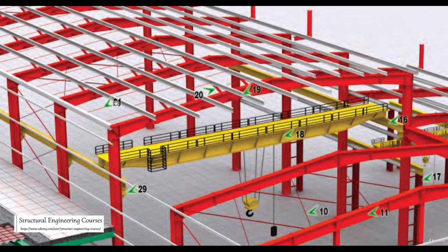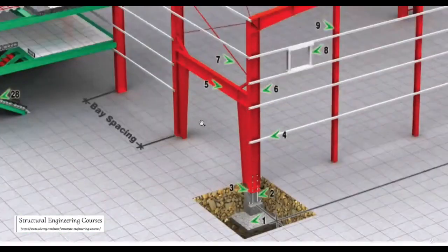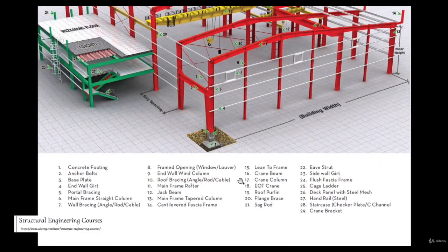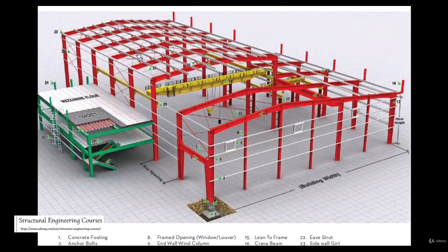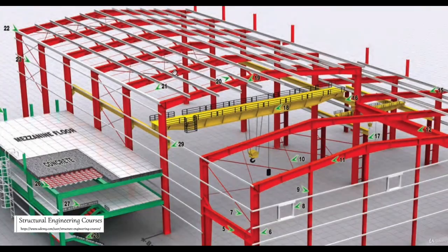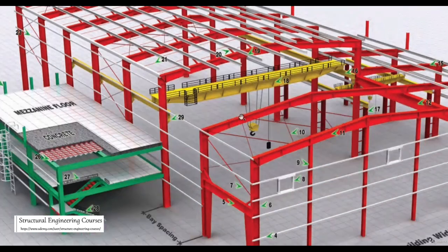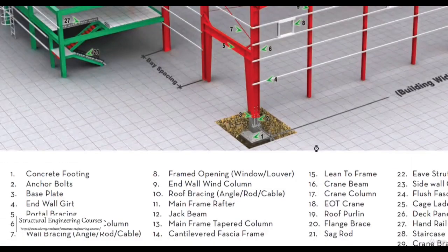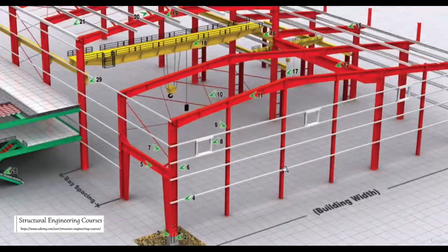Number 21 are the sag rods. Sag rods are what I explained in the previous lectures also. The sole purpose of the sag rods is to break the effective length of this member along the minor axis, or to make this member stronger along the minor axis also. Number 22 is the eave strut here.